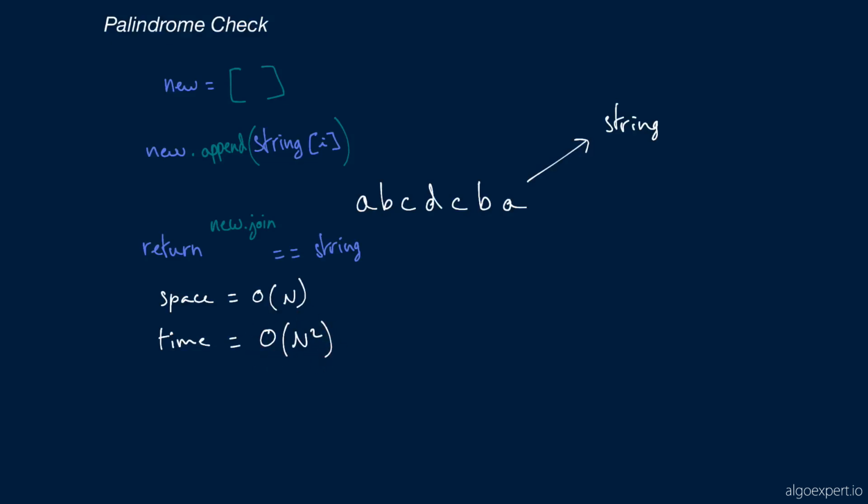So with this new solution, we turned this O of n squared time into O of n time. So we've got O of n space, O of n time. All right, awesome.